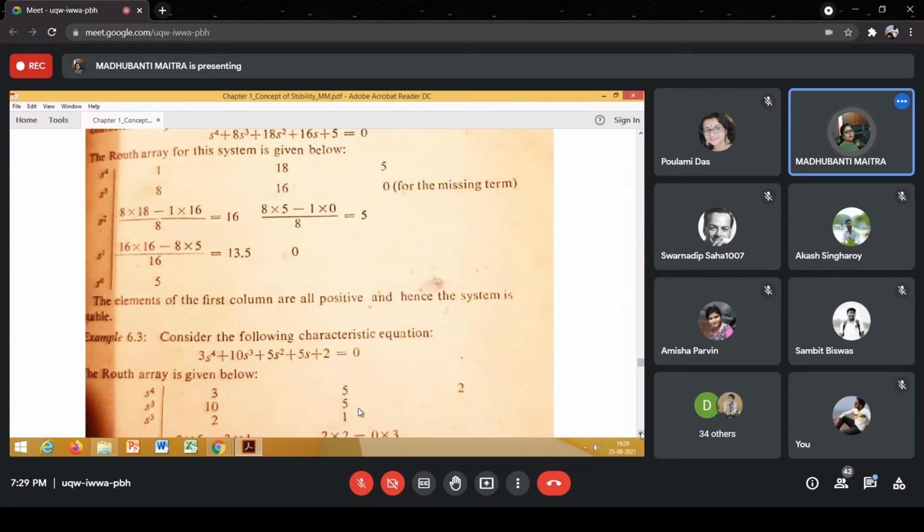The first row, which corresponds to the term s to the power 4, will contain the terms in this particular sequence: 3, 5, and 2, as you can see on your screen. And the next row that corresponds to the term s cube will contain the terms 10 and 5.